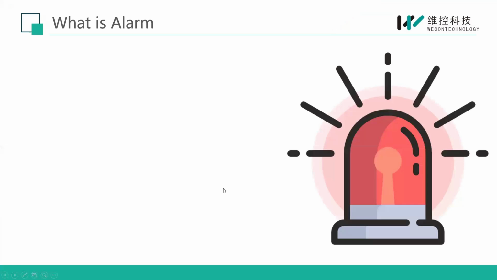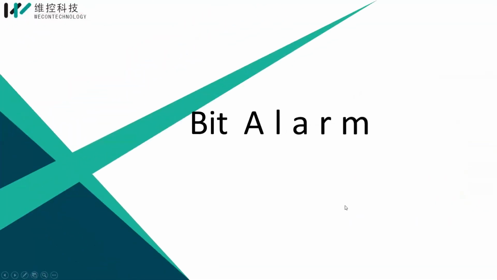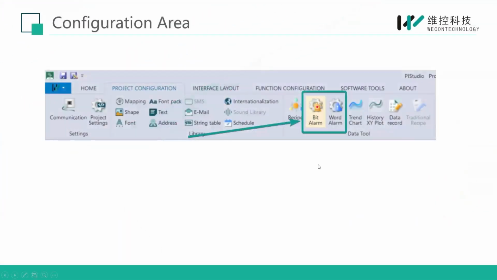So first of all, what is the alarm? Alarm is used for real-time alerts and safety protection in case of equipment abnormalities, malfunctions, or exceeding limits. So this is the use of monitor and view the alarms. You can see in our PI 10.5 version, in project configuration, the bit alarm and word alarm objects are here.